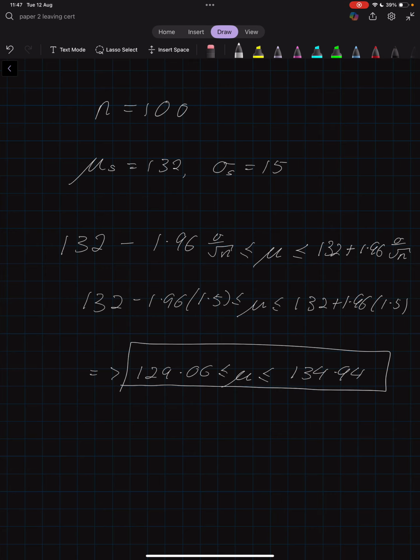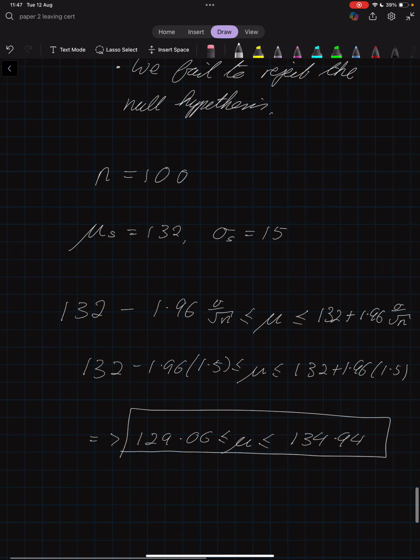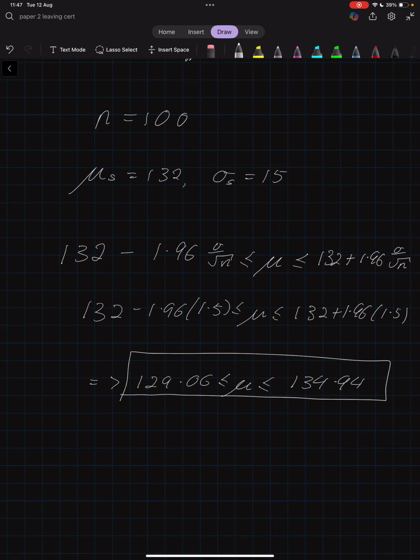Another thing to just note is sometimes they will say at 5% level of significance. 5% level of significance is the same thing as 95% confidence. So level of significance, 95% confidence, same thing. Just in case they say that in the leaving cert, because they could. All right. So that's that.